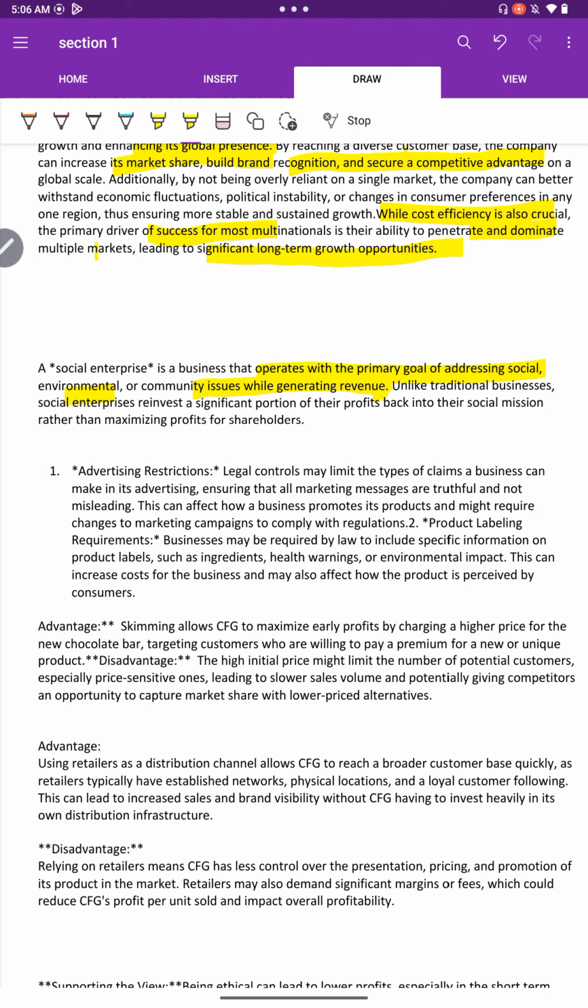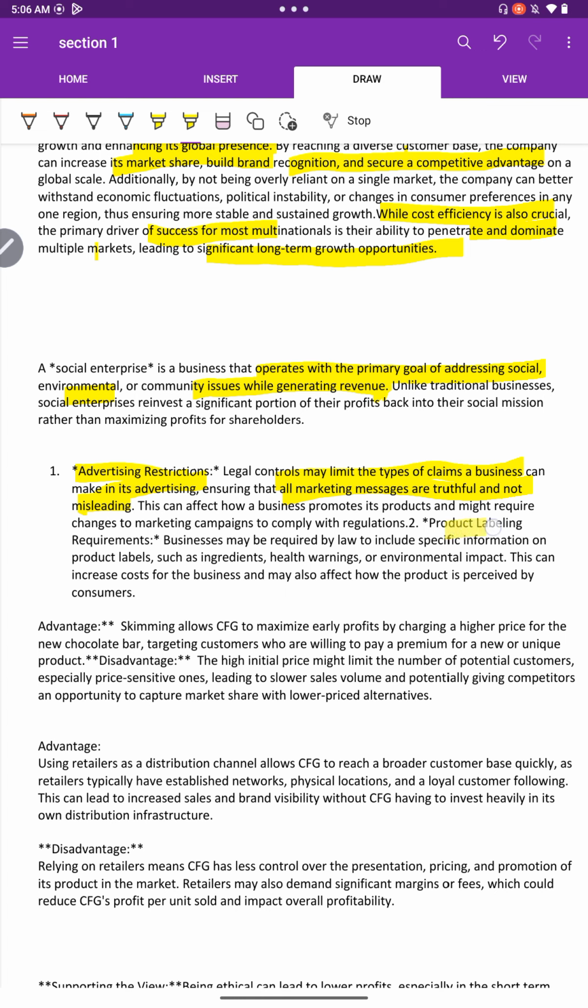Next one would be the first problem, that would be advertising restrictions. Legal controls may limit the types of claims a business can make in an advertisement, ensuring that all marketing messages are truthful and not misleading.